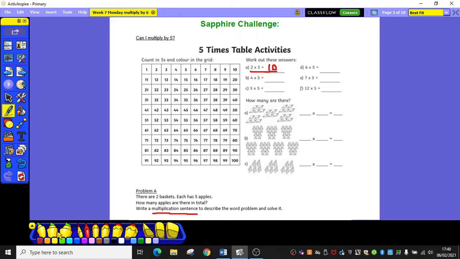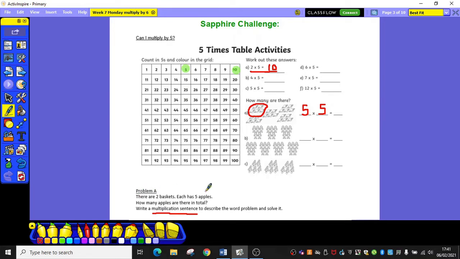So Sapphire Group, you need to colour in the grid by counting in 5s. You need to complete your multiplication sentences. You need to look at the picture and think, what are the multiplication sentences? Well, I've got a group of 5. Okay, I can circle it and see it there. And I've got that 5 times. So if I've got a group of 5 and then I'm multiplying that 5 times, then my multiplication sentence is going to be 5 times 5, and hopefully you can figure out what the answer is to that.